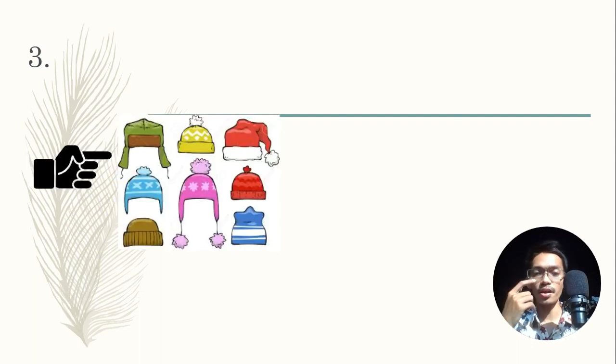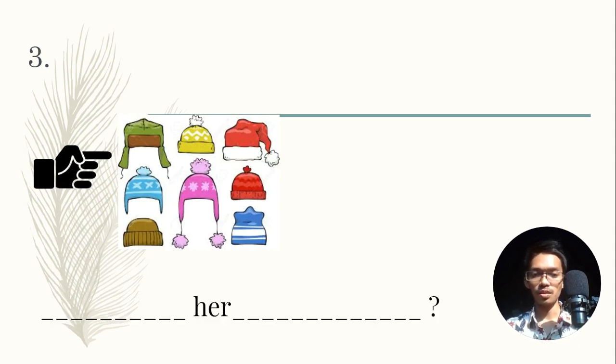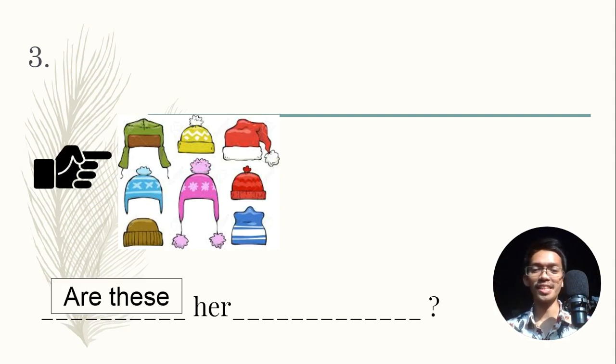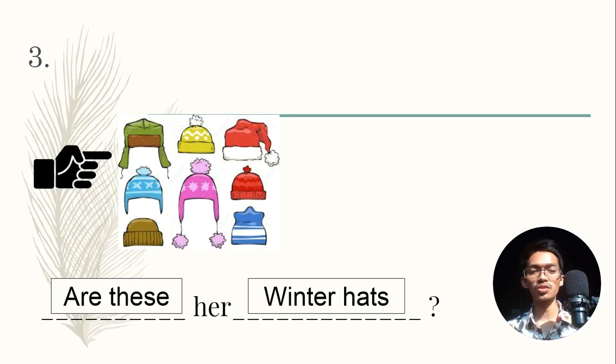Now we go to the next question, number 3. So what do we have here? Okay, 6 items, and again a question with a question mark. So what picture is this? And see this distance, it is very close to the hand's fingers. So you choose between this or these. Please decide your answers. Yeah, correct. Are these her winter hats?